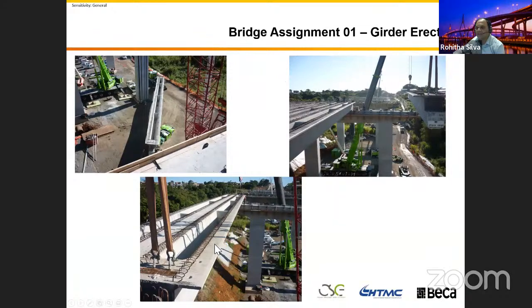Here, you can see this girder. So the cranes are in here. Some girders are already lifted. I just want you to imagine in your valley when you were designing and building this bridge, exactly the same.